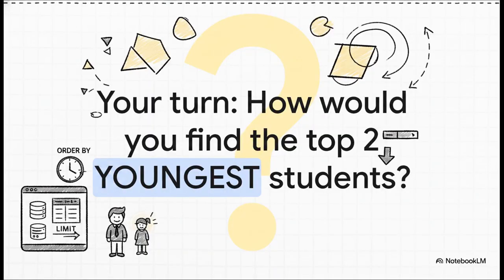And now, it's your turn. You have the tools, you've seen how they work. So based on everything we've covered, think about it. How would you write the query to find the 2 youngest students from our table? Once you can answer that, you've truly mastered this essential skill.